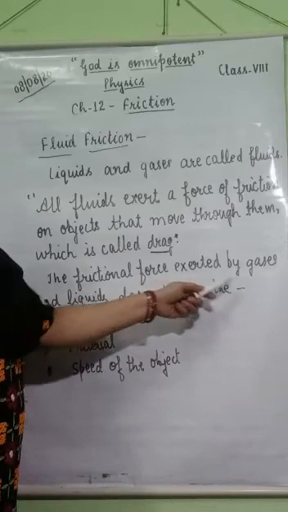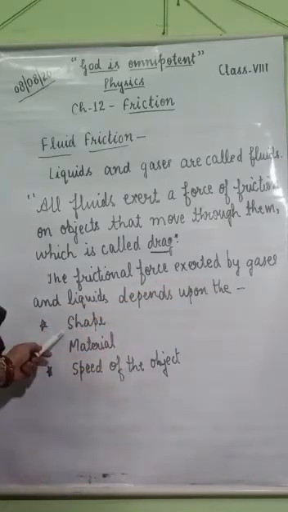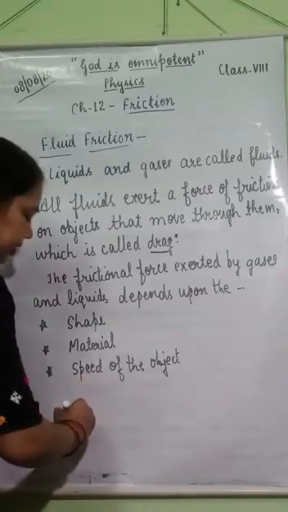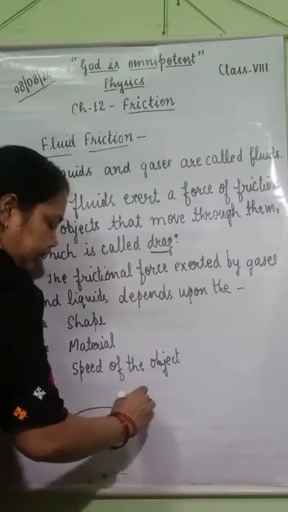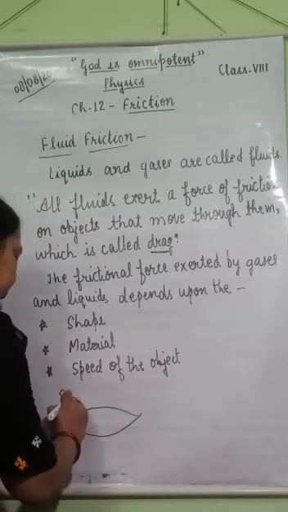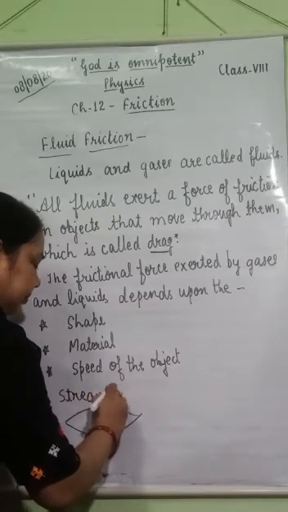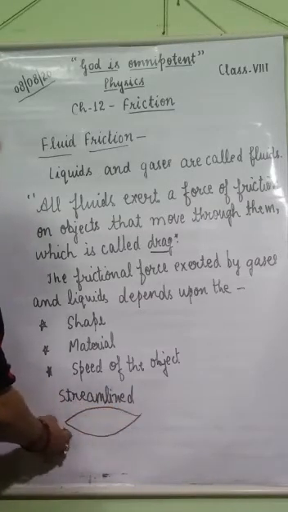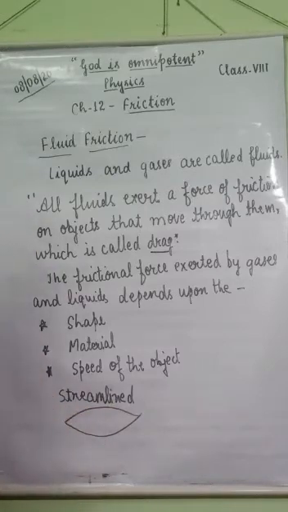And the frictional force exerted by gases and liquids depends upon the shape, material and speed of the object. You have seen that a fish and an aeroplane have a streamlined shape. Which type of shape? Streamlined shape. A streamlined shape is narrow at both ends and broad at the middle point. Aeroplane and fish both have a streamlined shape, due to which they move easily in fluids. Aeroplane moves in air, and fish moves in water.